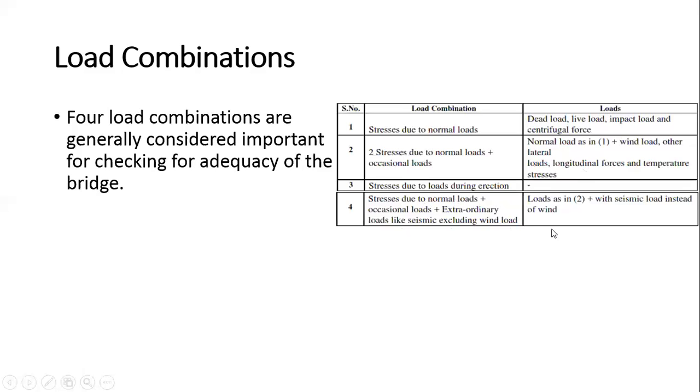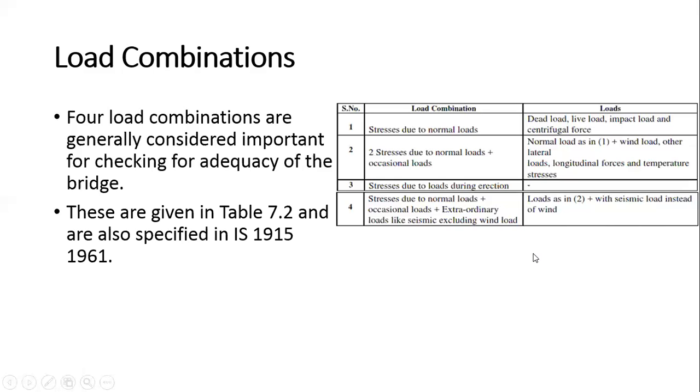So here we consider the loads as in combination 2, that is normal load plus occasional load. Occasional means wind, so normal loads as in 2 plus seismic load instead of wind load. You have to consider seismic load instead of wind load. These are also given in Table 7.2 and specified in IS 1915:1961. So this is all about the theory of steel bridges.